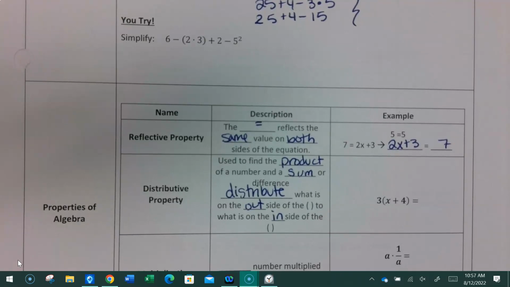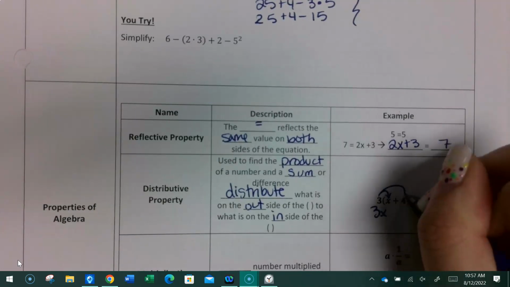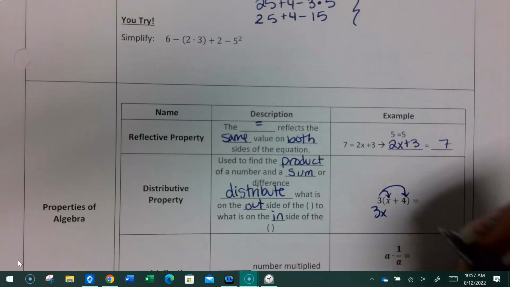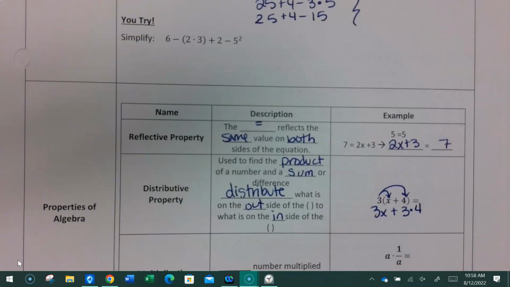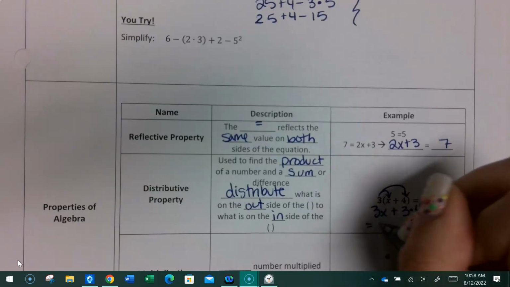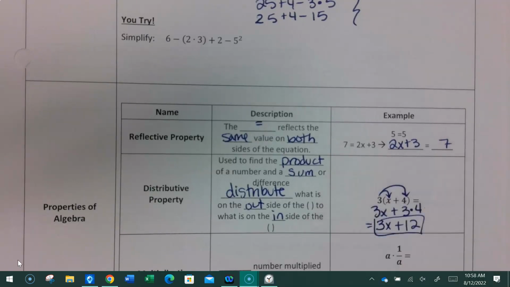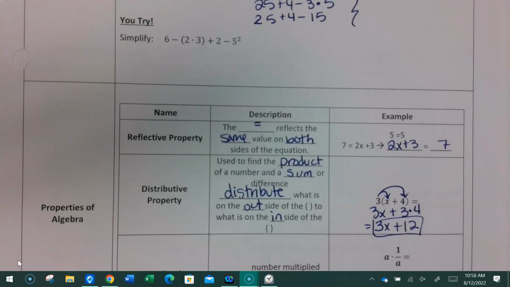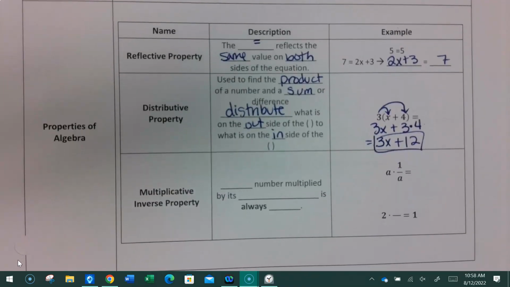Okay, so on this example, I have this 3 on the outside. I need to distribute it to each of those. So I'm going to take that 3 and multiply by the x. And then I'm also going to take that 3 and multiply by that 4. Okay, so questions on the distributive property.